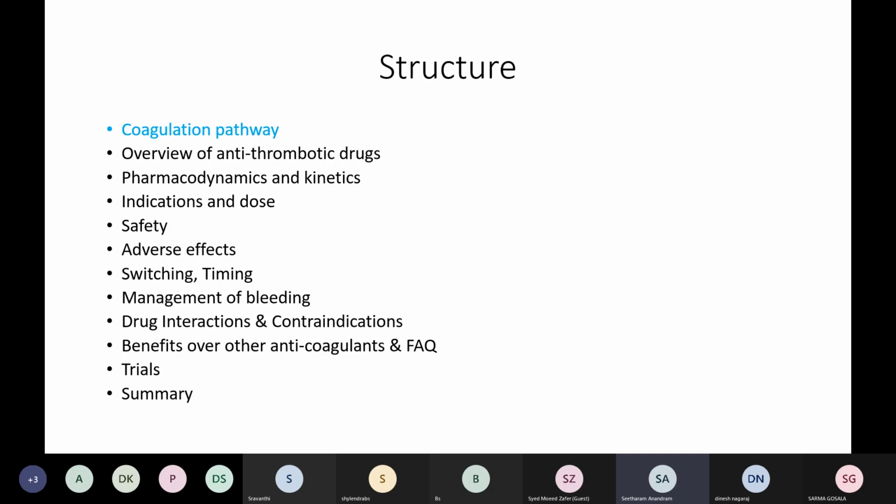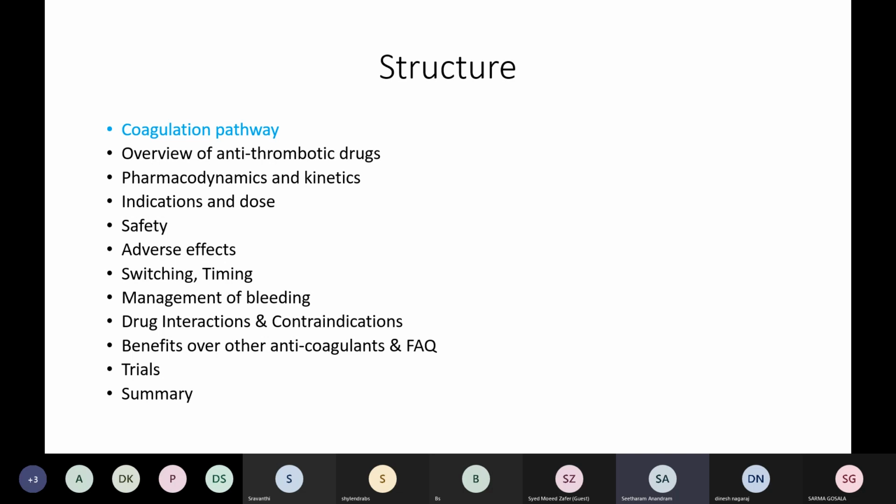This is going to be the structure of my talk. I'm just going to briefly touch on the coagulation pathway, then give an overview of the various antithrombotic drugs, followed by pharmacokinetics and dynamics of rivaroxaban, its indications, its safety and adverse effects, and how to manage it if there is a bleeding. I'll also touch upon some drug interactions and contraindications, and also a few slides on the benefits over the other anticoagulants and some frequently asked questions.